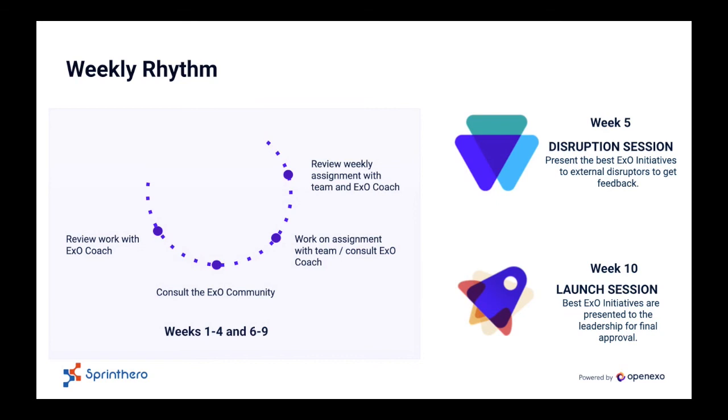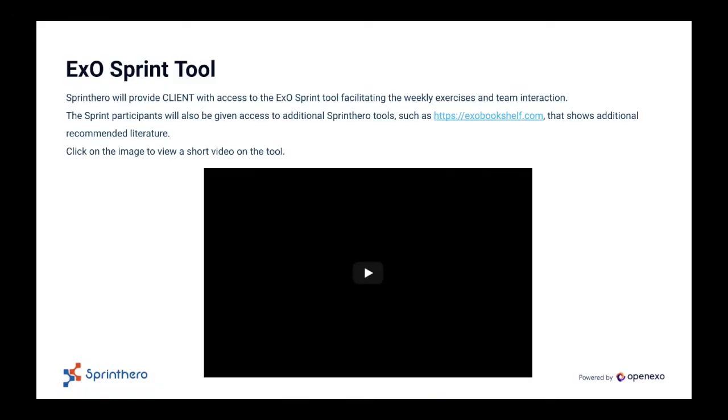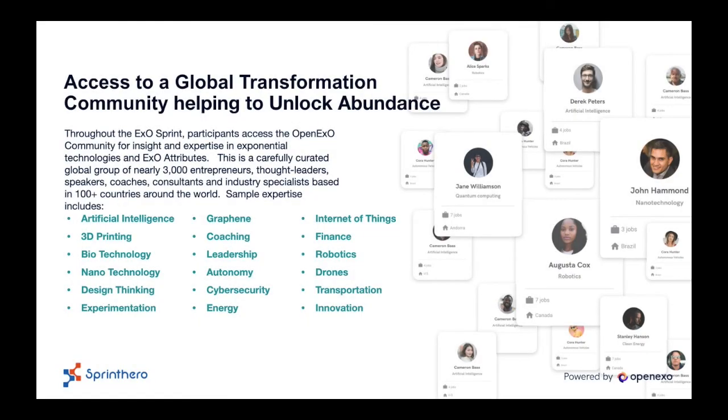The sprint tools used during the sprint will be shared with the sprint team participants and anyone else who are interacting with the teams before, during or after the sprint. These tools are all available online and are typically accessed from sprinthero.com or openexo.com. Other tools from other websites may be used as well. Learning to unlock abundance is very important to be able to transform any organization, and the sprint teams will be experiencing the power of tapping into external resources throughout the sprint.